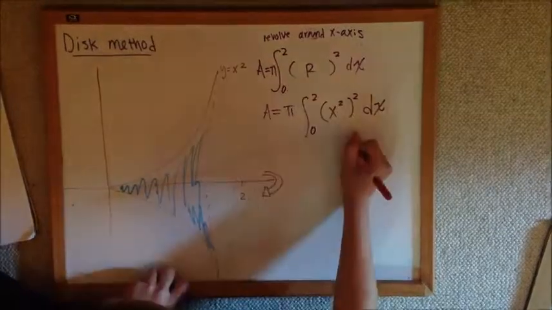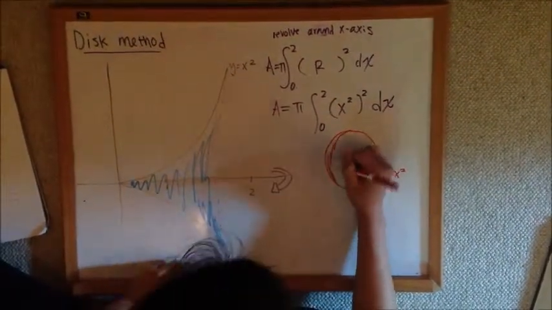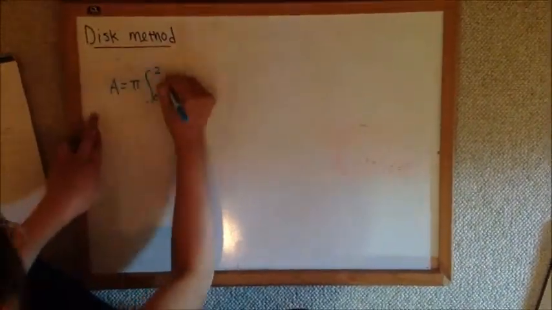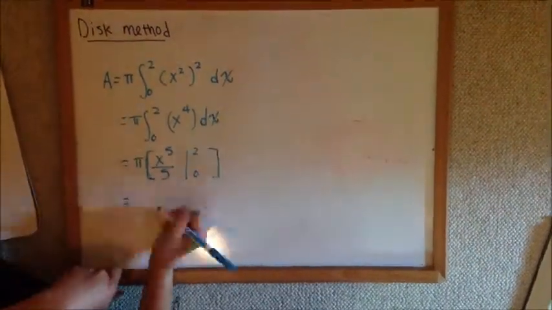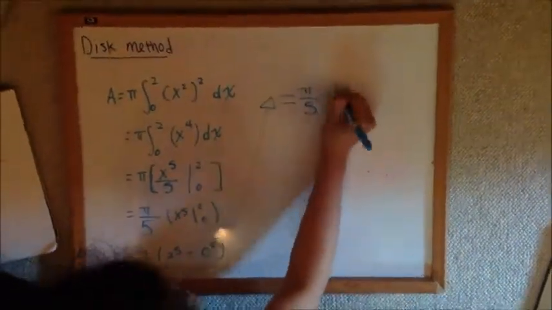The disk method finds the volume by taking cross-sections of the rotated equation with thickness dx from x equals 0 to x equals 2. We plug in our knowns into the integral and solve the equation. In terms of notation, the pi is often taken outside of the integral in order to make calculations by hand easier. We find in this example that the volume of the bounded area is 32 pi over 5.